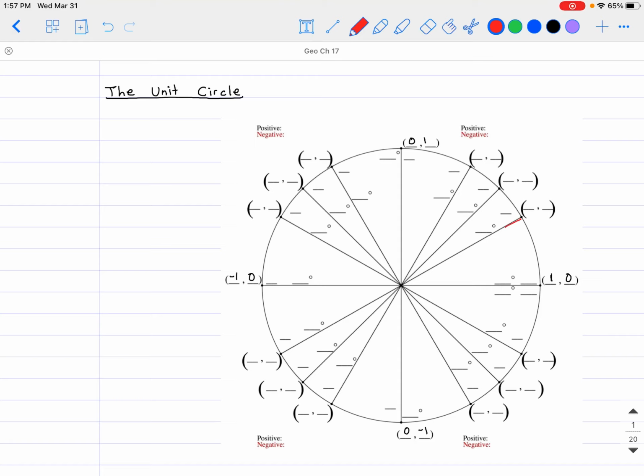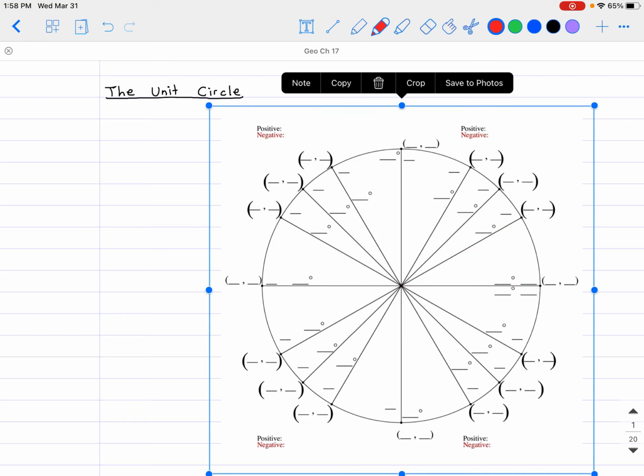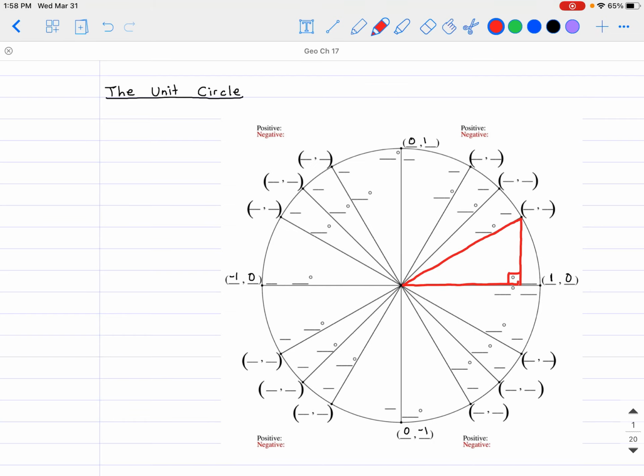So let me go ahead and isolate it. Over here, we're going to draw that triangle. For that triangle, you'll notice that the x-coordinate is the horizontal and the y-coordinate is the vertical. I'm going to take that triangle and pull it outside over here. Let me draw it on the side so you can see exactly what's happening.